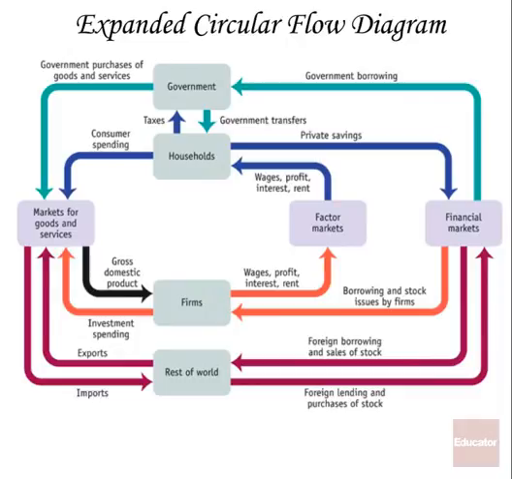To give you an example of how an expanded diagram looks, let's look at the main features of an expanded circular flow diagram. Same thing here, you have households and you have firms. It's drawn a little bit differently, but it's the same concept. You still have your factor markets, and you have the market for goods and services, which is a fancy way of saying product markets.